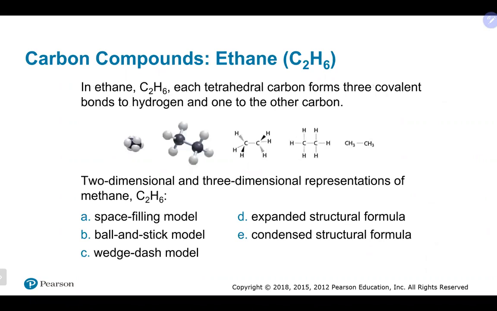Now this is ethane, which is the second organic molecule you could have. It has 2 carbons. And to illustrate a couple of other ways that we can write these things, we could write it like we did here, C2H6, which is the molecular formula.